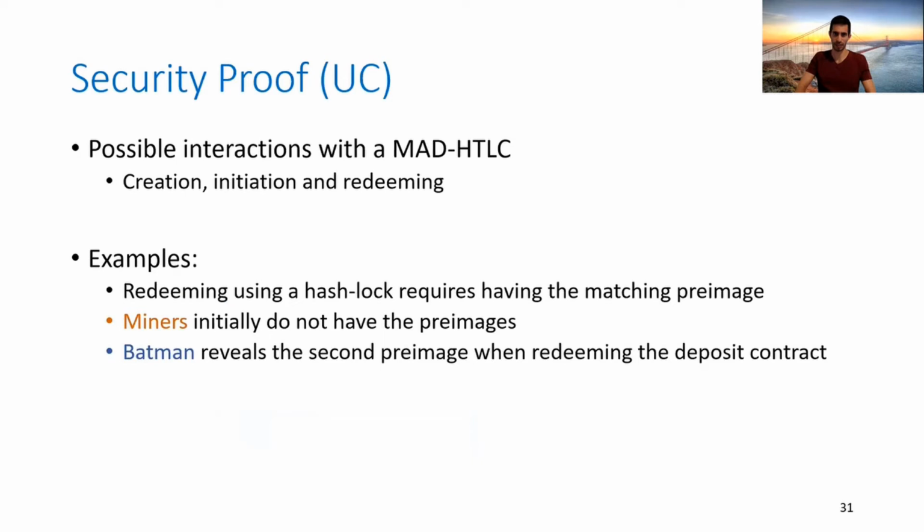Our first step is to list the desired possible interactions that Ant-Man, Batman, and the miners can have with a MAD-HTLC instance. These include the creation, the initiation, and the redeeming of an instance. For example, we consider that redeeming using a hash lock requires the redeeming party to have the matching preimage beforehand, or that miners initially do not have the preimages and can only learn them if they are published by a different party.